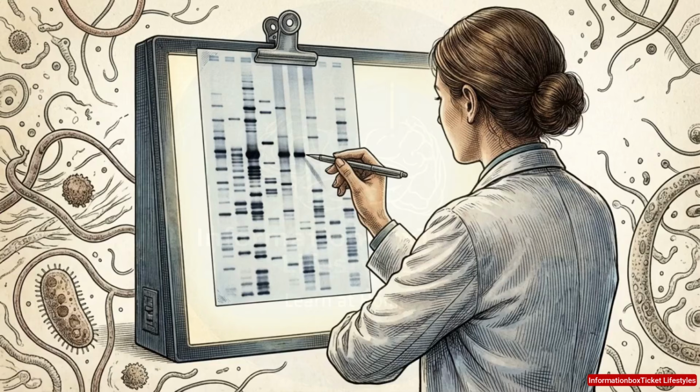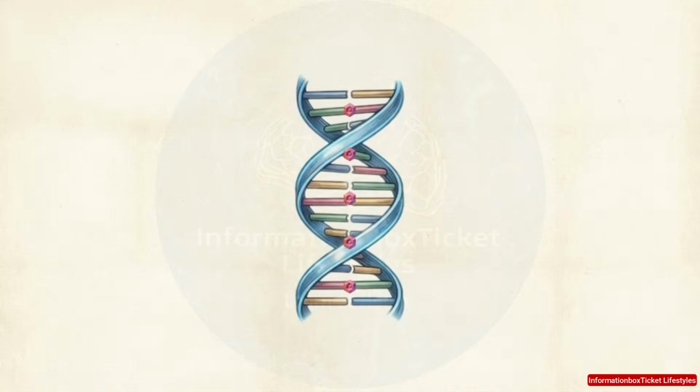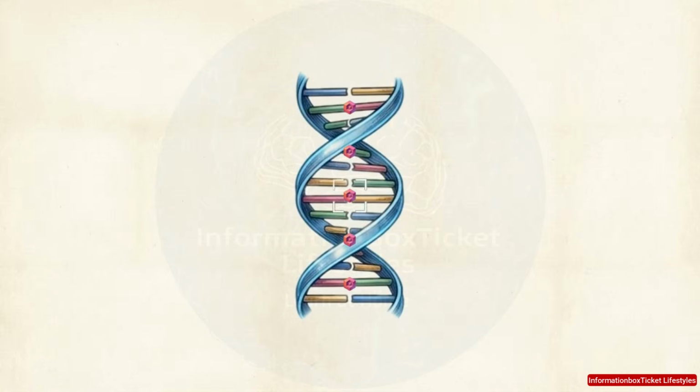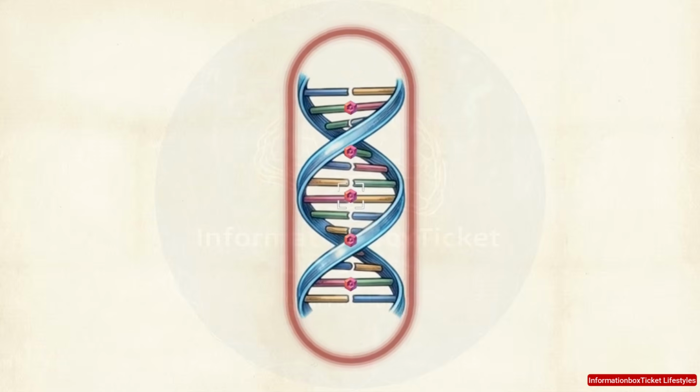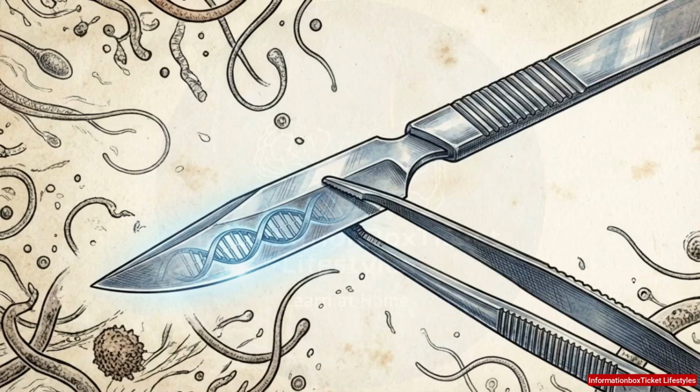For decades, scientists knew exactly where these typos were located. The challenge was finding a way to reach into a living cell and rewrite a single letter without destroying the rest of the sequence. We needed a microscopic scalpel, but we didn't know how to build one.